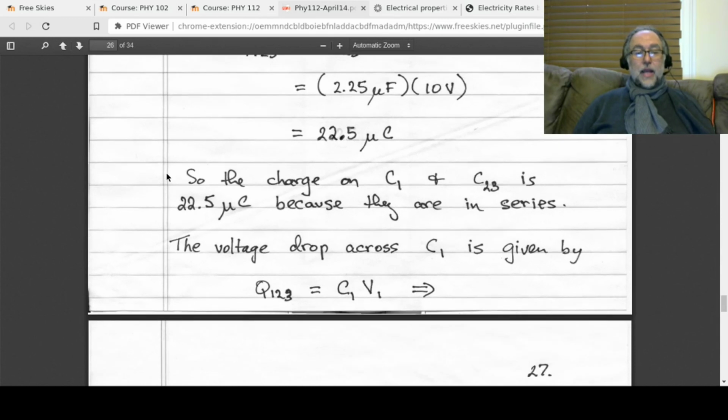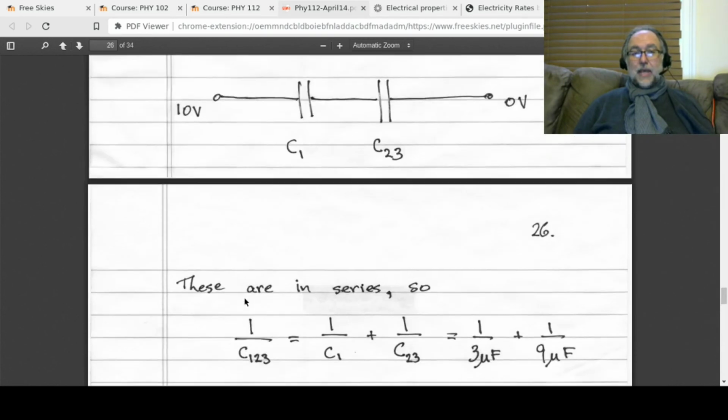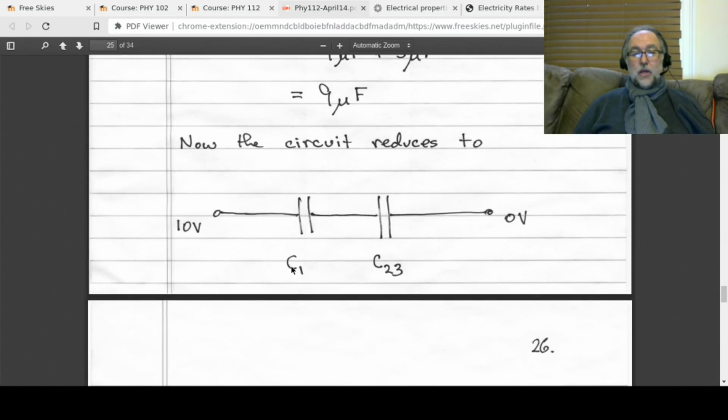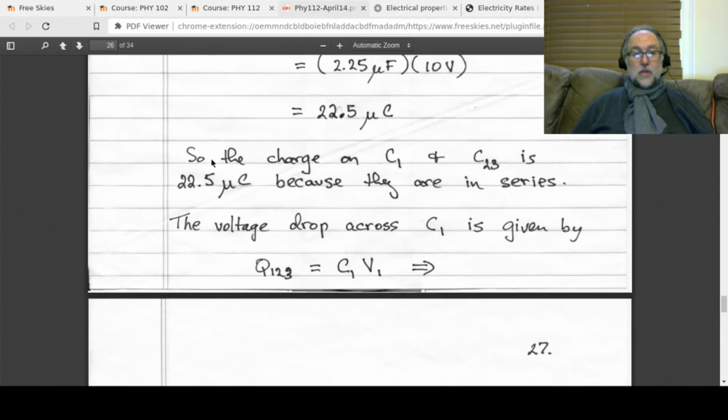Now we can ask, what is the potential drop across C1 and the potential drop across C23? We're working backwards here. We're basically taking the circuit and breaking it up into two, like this. There's a potential drop across C1, we'll call that V1, and a potential drop across C23, we'll call that V23. V1 plus V23 must equal 10 volts because the potential drops add.